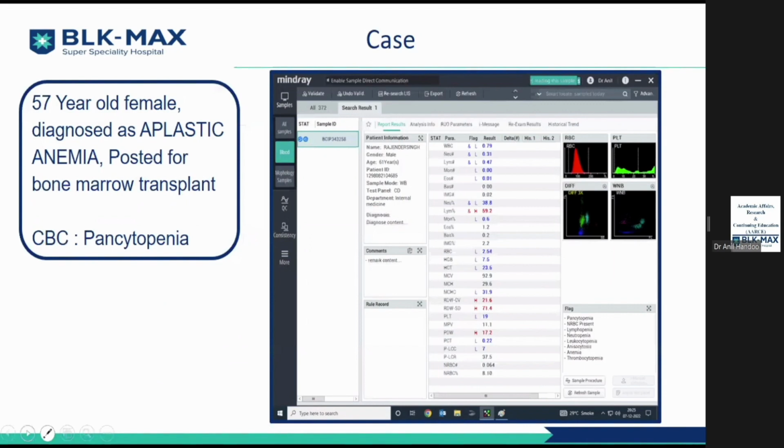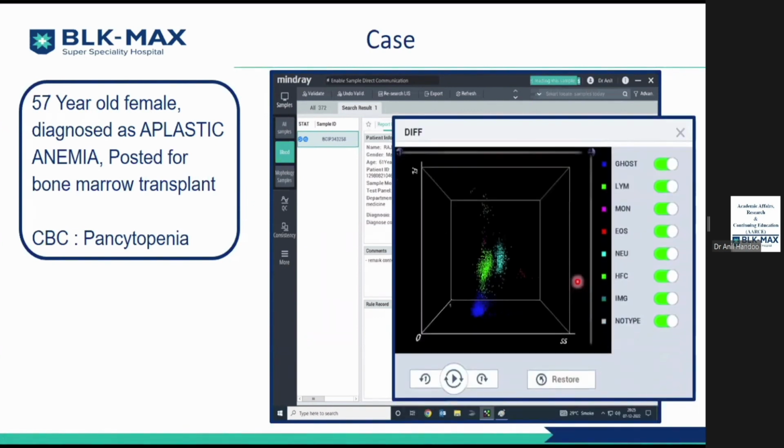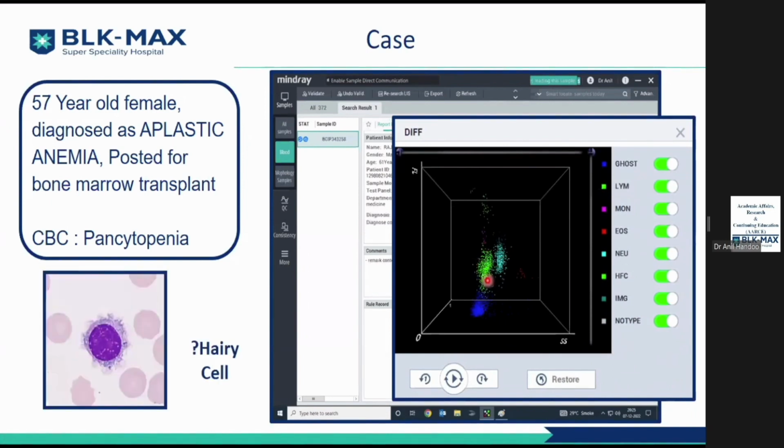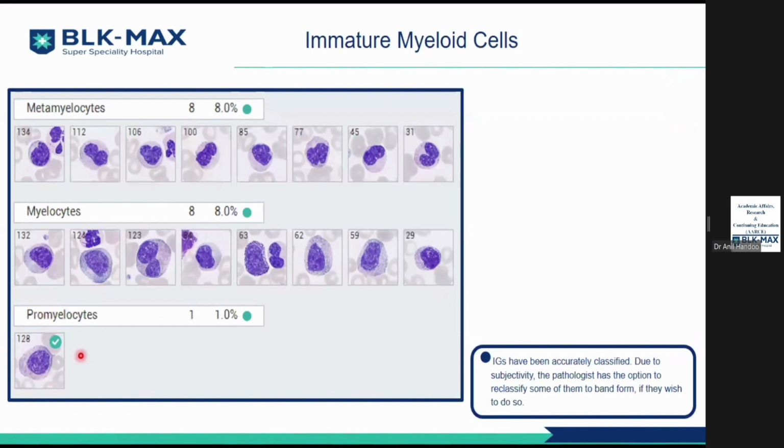And we also had a very, very interesting case wherein the patient was actually posted for bone marrow transplant as an aplastic anemia. And the CBC was showing consistent pancytopenia, but there was this presence of these lymphoid cells, which are not fitting very classically into a typical lymphoid region, as you can see here. And when we did a more detailed differential on the digital morphology analyzer, we were able to pick up these very classical hairy cells. And obviously, we spared him the issue of going ahead with the bone marrow transplant.